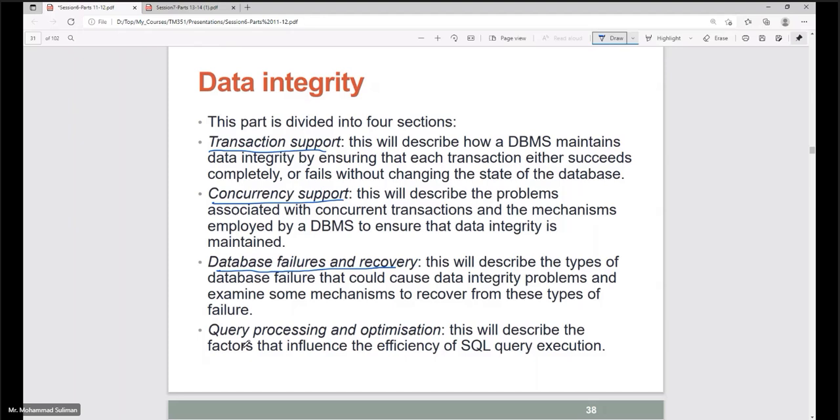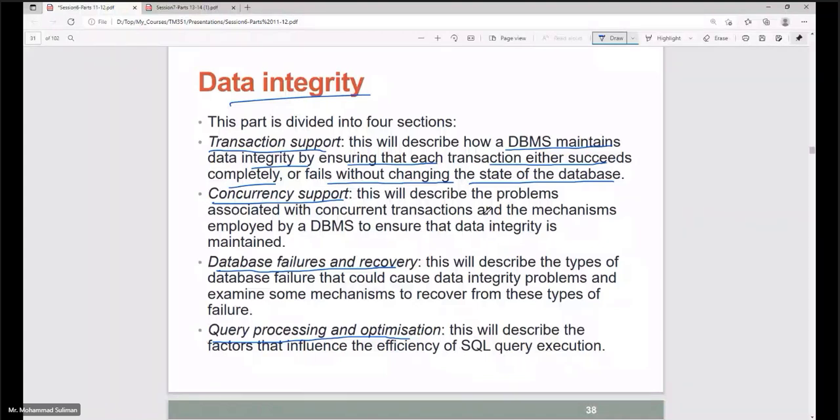Transaction support describes how the DBMS maintains data integrity by ensuring that each transaction either succeeds completely or fails without changing the state of the database. Any transaction we make, any update we make, any insert we make will either succeed completely or fail completely without changing the state of the database. That is transaction support.